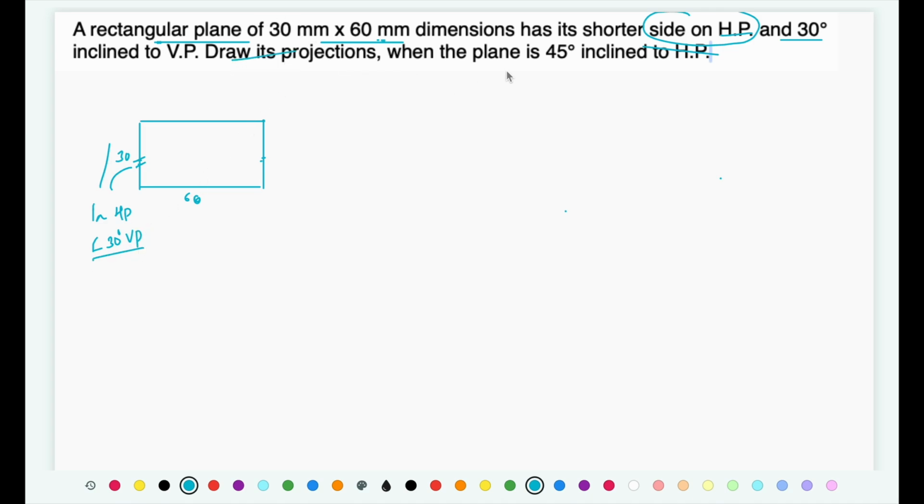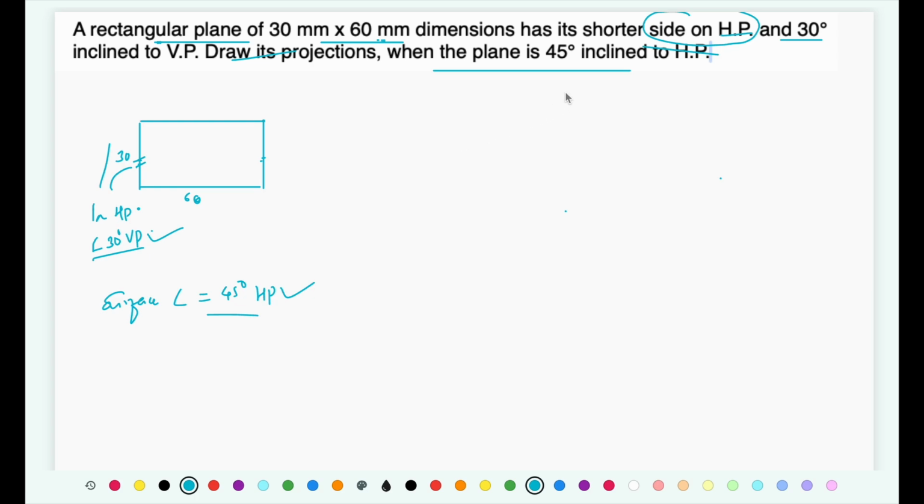Draw its projections when the plane is inclined at 45 degree to HP. So the surface inclination is 45 degree to the HP. Now if you look at this statement, this plane is inclined to HP as well as VP.